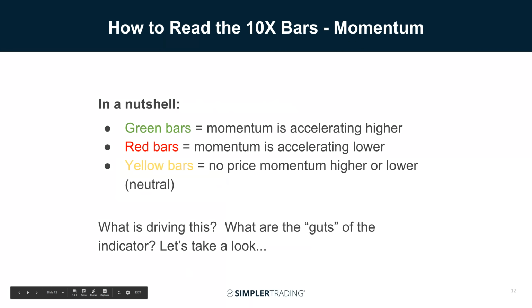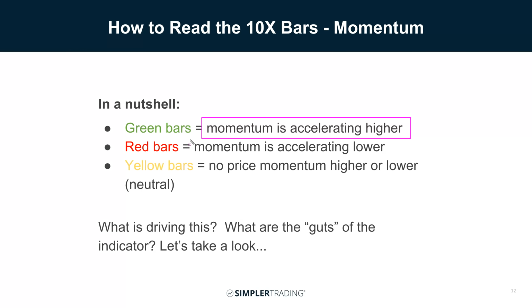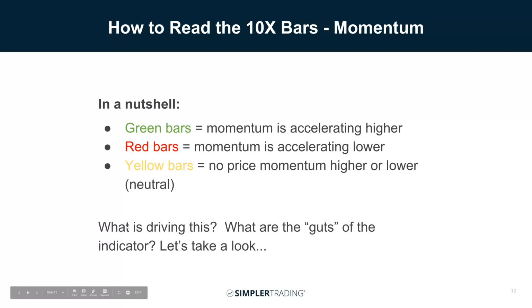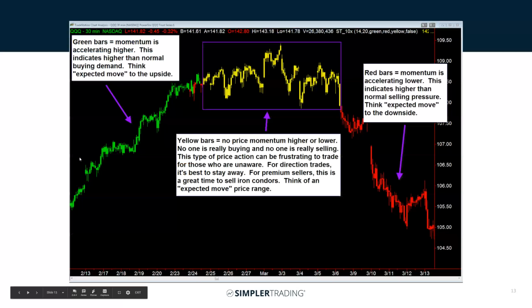So in a nutshell, how to read the 10x bars. Green bars equal momentum is accelerating higher. Red bars equal momentum is accelerating lower, and yellow bars just means that there is no price momentum higher or lower. This is Chopville. If you're long options with yellow bars, you're screwed for the most part unless there's a big squeeze or something setting up. So what is driving this? Are the guts of the indicator. All right, let's take a look.